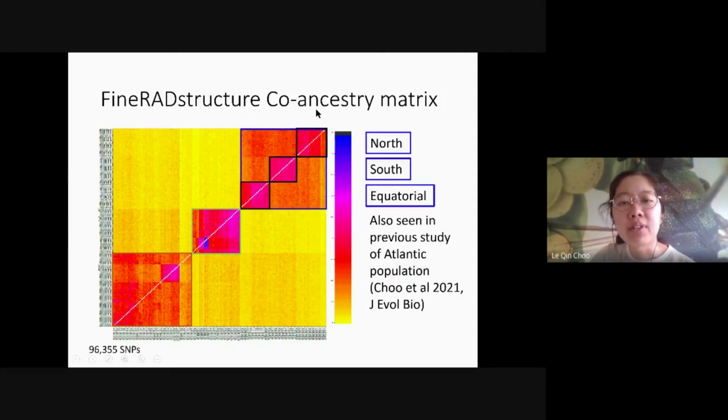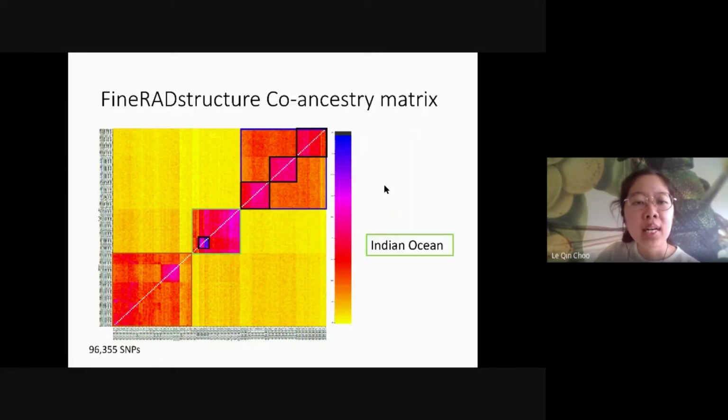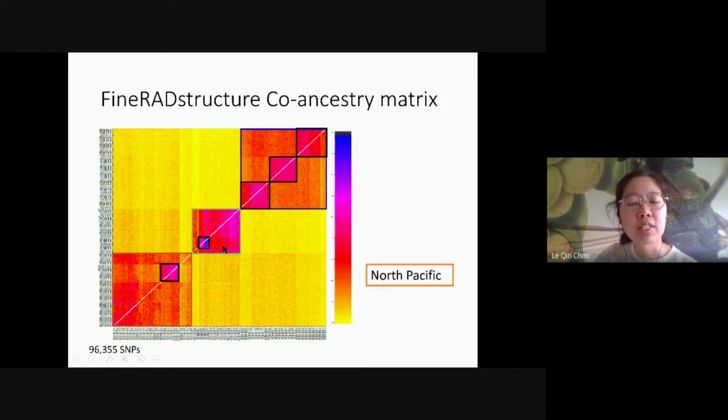We also find evidence of geographical substructuring. For example, the Atlantic lineage can be further divided into North, South, and equatorial populations. This was also seen in our previous study of the Atlantic population where we used barcoding genes. Within the Indo-Pacific lineage, the Indian Ocean individuals were more closely related to each other than to the rest of the individuals. As for the Pacific lineage, North Pacific individuals were more closely related to each other.